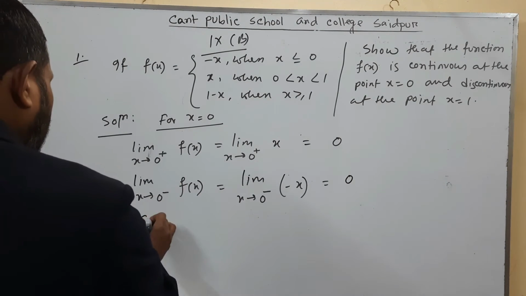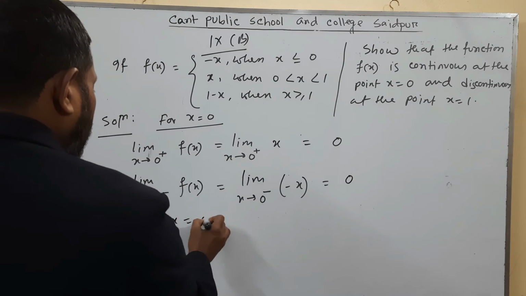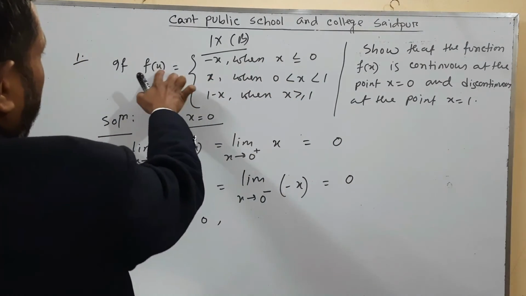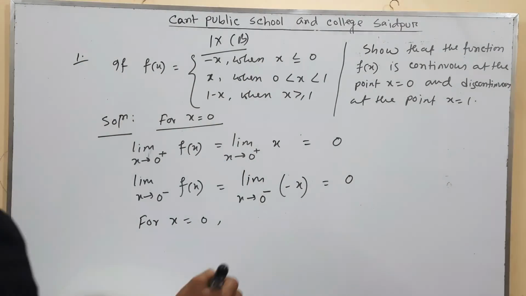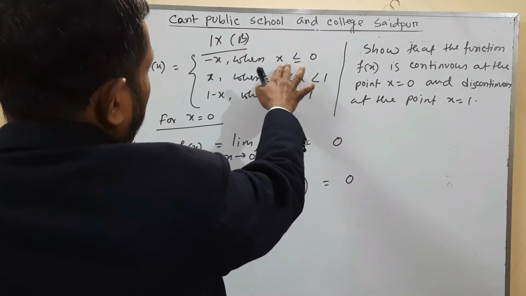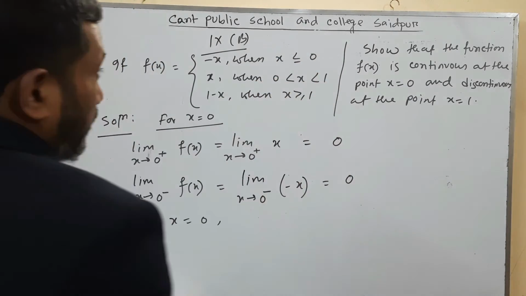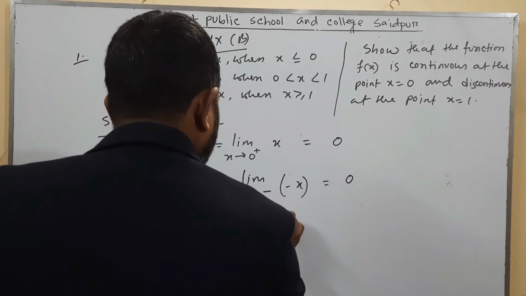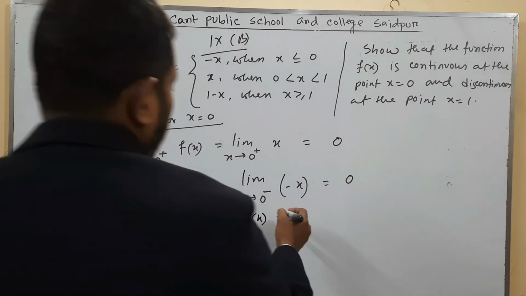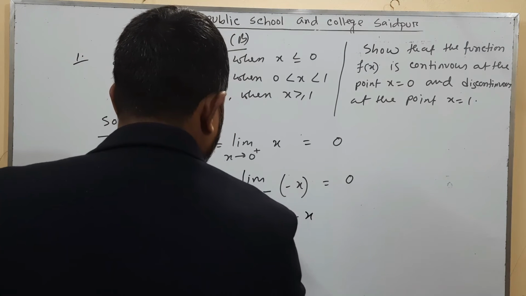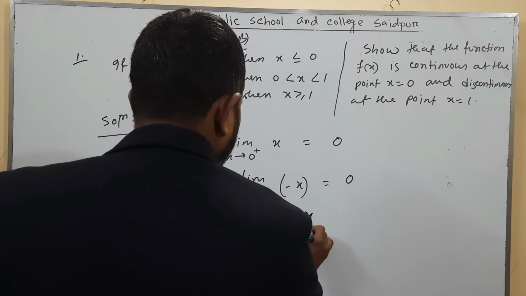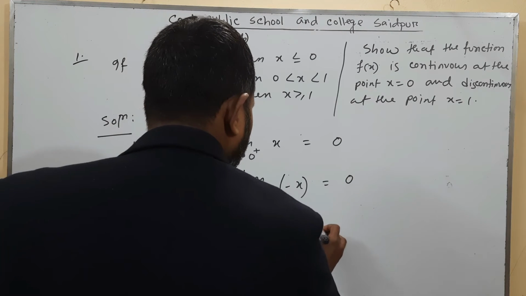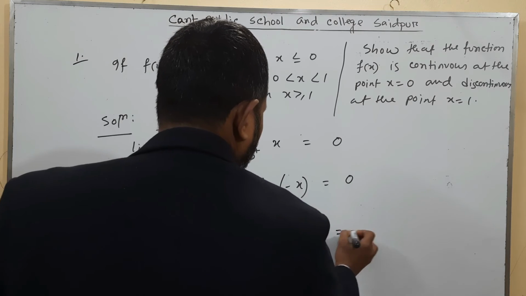For x equal to 0, the function will be f of x is equal to minus x, because the value of x is equal to 0 or less than 0. So f of 0 is minus 0, that is 0.